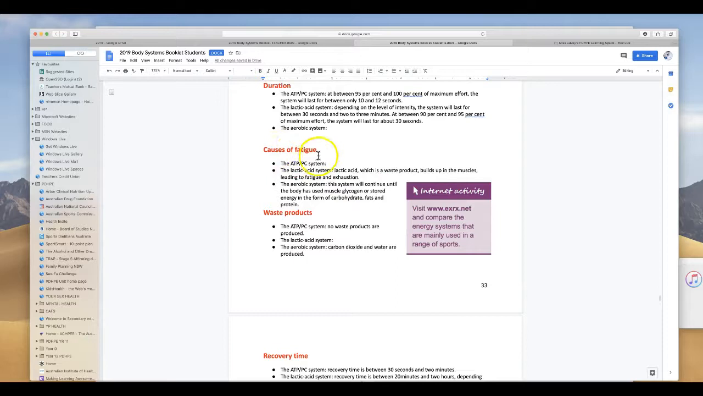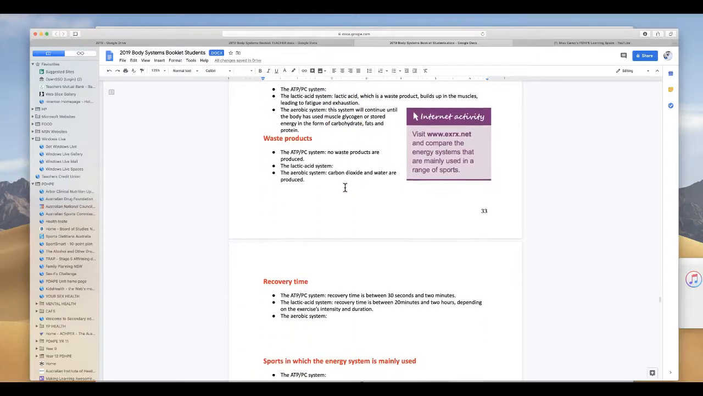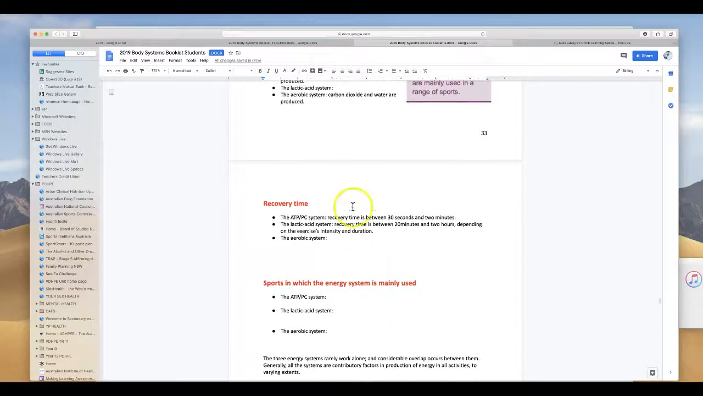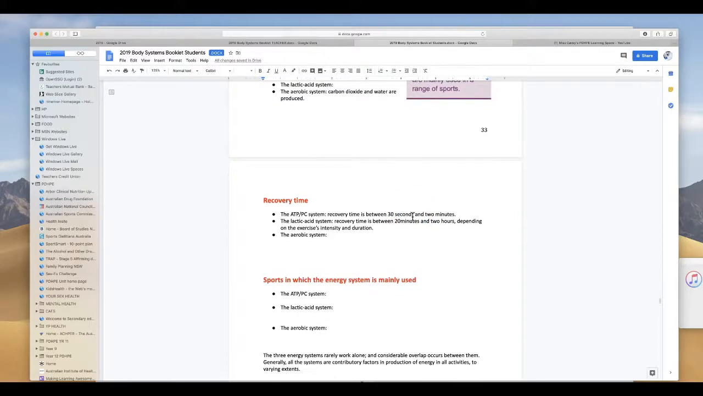Now, what causes the fatigue of the ATP-PC system? I'm not sure if that was on the video, and basically it's when the creatine phosphate, or the CP, runs out. So if you want to write that into your booklet, when it runs out. Waste product, there aren't any waste products, which is great for the body, and it takes around 30 seconds to 2 minutes to recover.